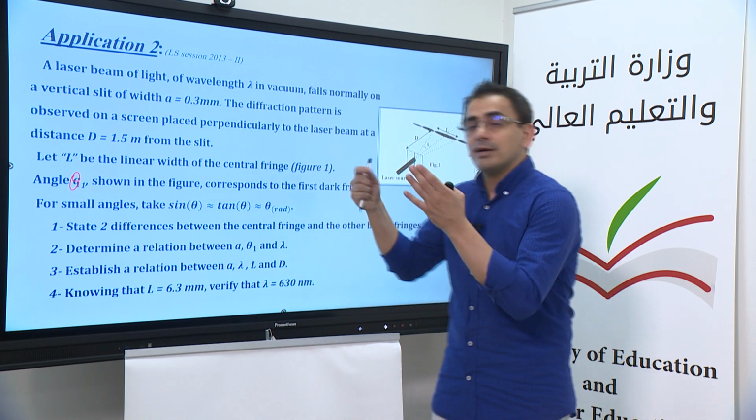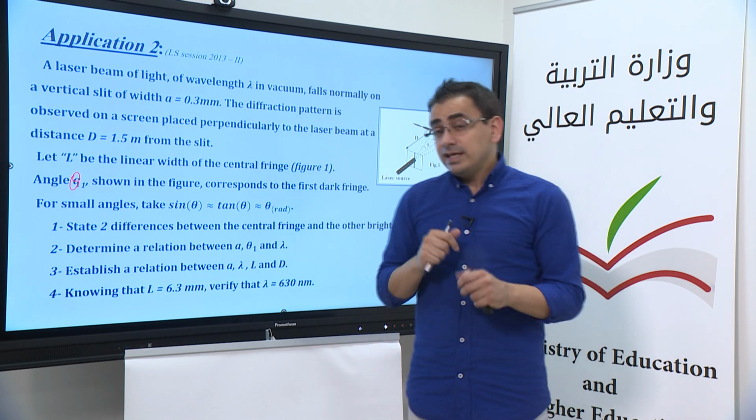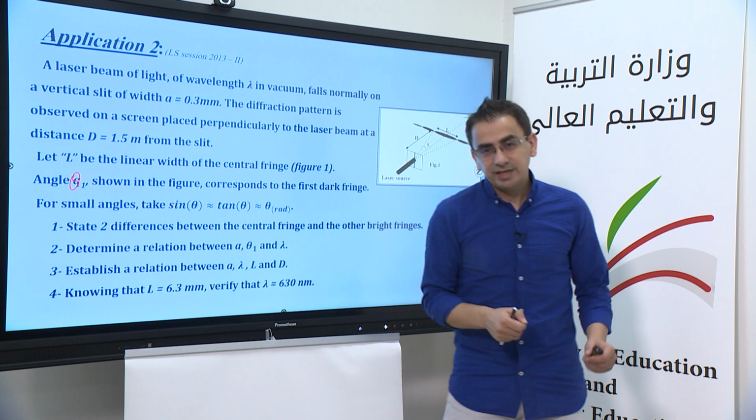أكثر من أي part تاني بهيدا الدرس. State two differences between the central fringe and other bright fringes. Determine a relation between A, theta 1 and lambda. Establish a relation between A, lambda, L and D. Finally, given L, verify that lambda equals 630 nanometer. تقريبا كأنه حدا مسكني على ايدي بالسؤال وعم بيقول لي كل ستيب شو بدي اعمل.